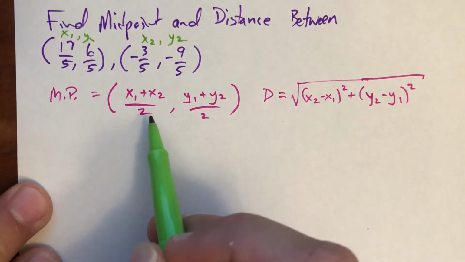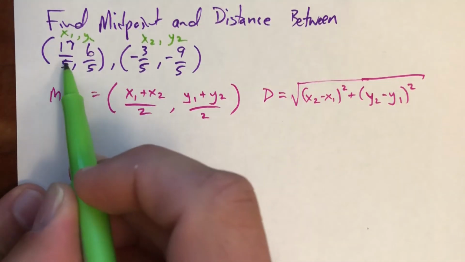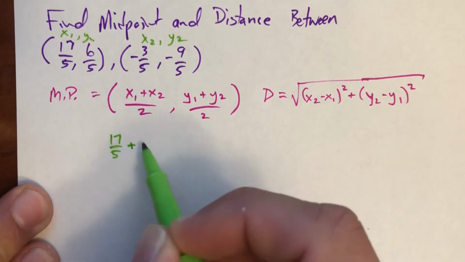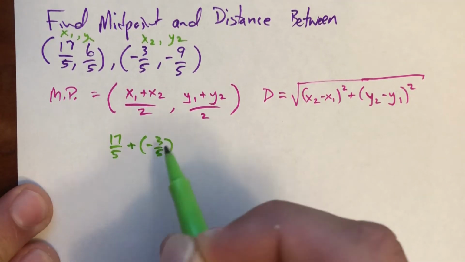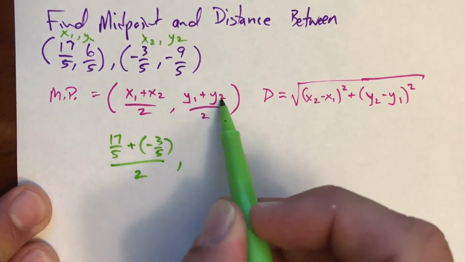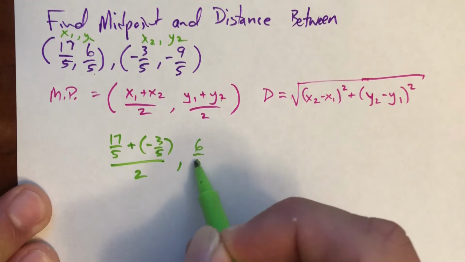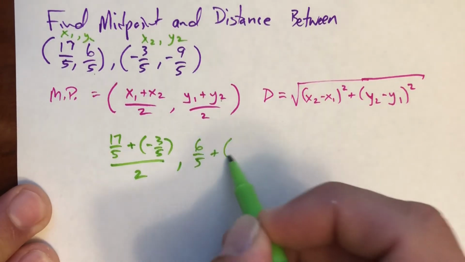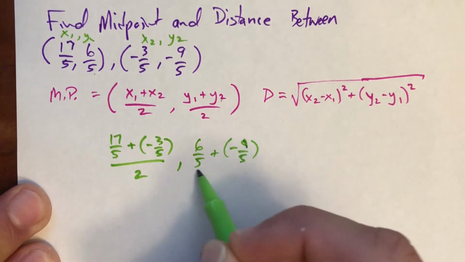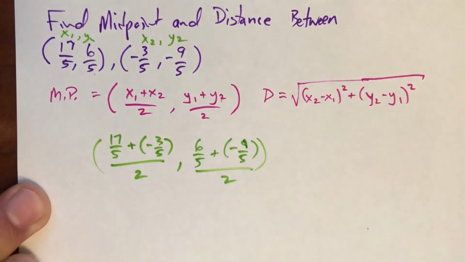So midpoint, we're going to put this in there. So x1 plus x2. We've got x1 here, x2 here, so we're going to add those together, plus 3/5, divided by 2. And then our y coordinate, we're going to add the y coordinates together. So we've got 6/5 plus negative 9/5. Kind of made that a little bigger, didn't I? Let me divide by 2. Okay, so here's our point.